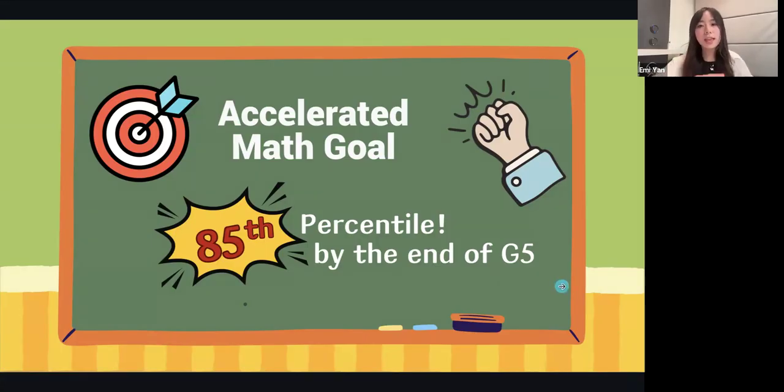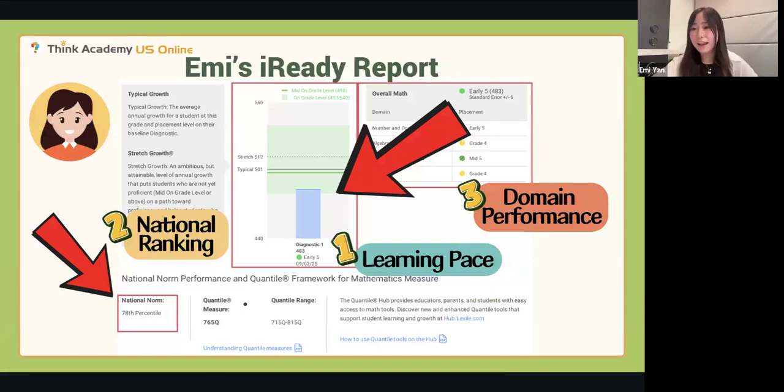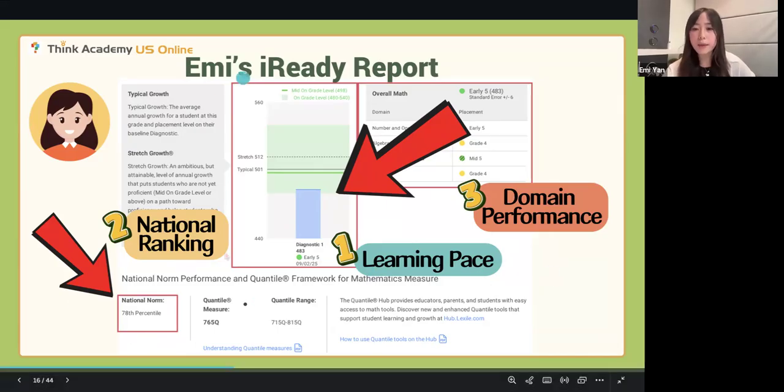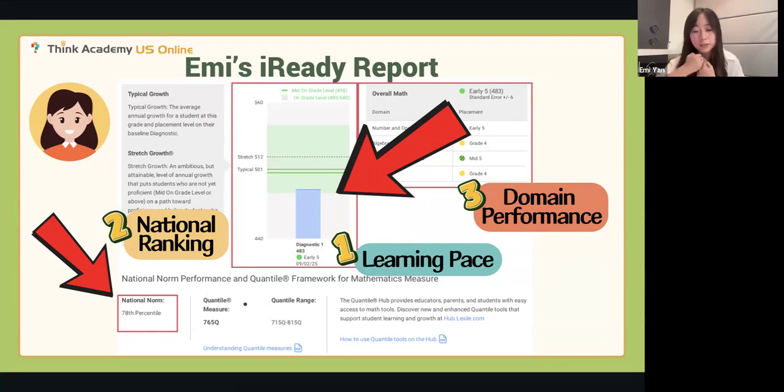So this time we're going to take a closer look at our iReady report. You're going to pretend that Teacher Emmy is your kid, and after I take the iReady test in the school or in Sync Academy, you parents will receive a report that looks just like this. On your report, once again, you're going to see those 3 main data points. First is the learning pace. Second is your national ranking. Third is your domain performance. This time we're going to focus on the national ranking and the learning pace first, to figure out how those numbers or pictures or data connect.